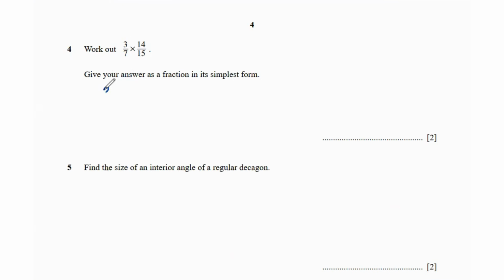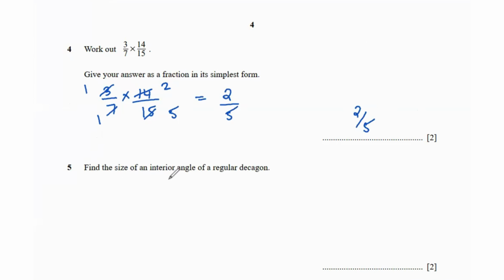So now if you notice, we have 3 over 7 times 14 over 15. We can see that vertically we cannot simplify it because 3 and 7 don't come in the same times table, and 14 and 15 also don't come in the same times table. But if you look at it diagonally, 3 and 15 do come in the same times table, and 7 and 14 also come in the same times table. 7 ones are 7, 7 twos are 14, 3 ones are 3, 3 fives are 15. So we're left with 2 over 5, which is our fraction in its simplest form.